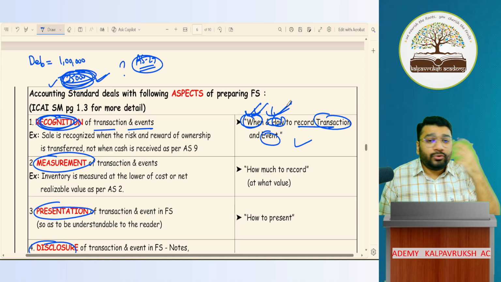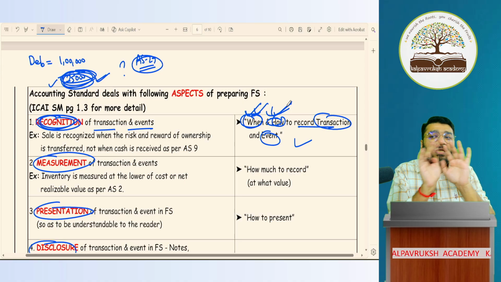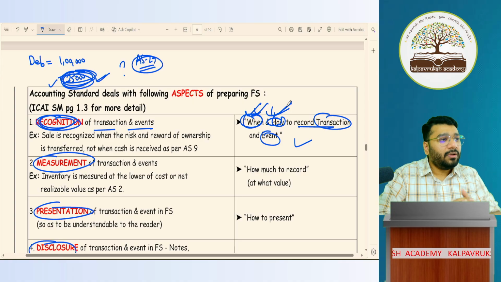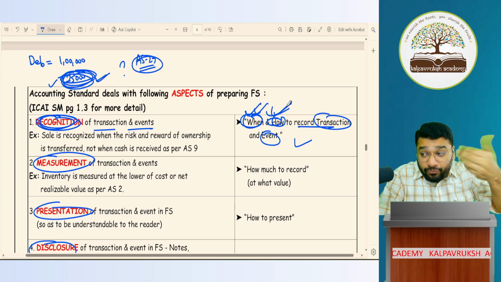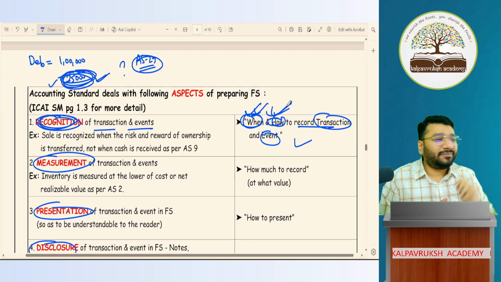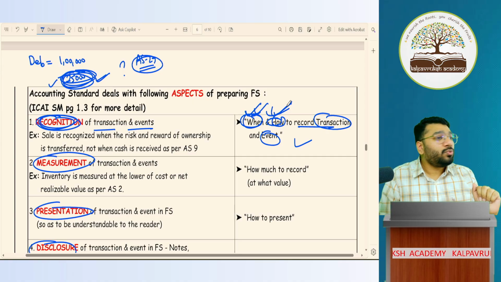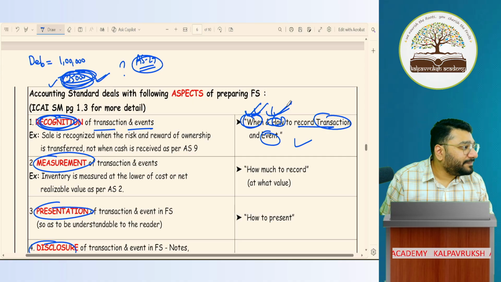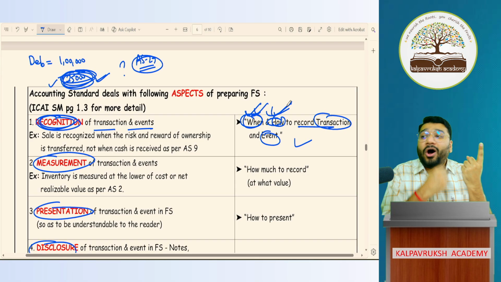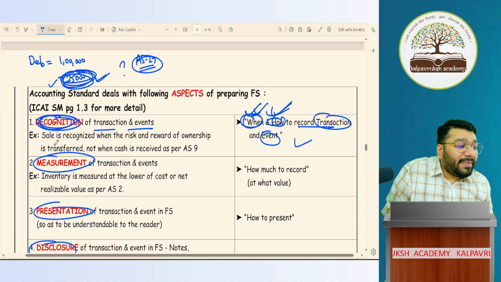For example, you tell me people, closing stock that I have to record. The entry for that is closing stock account debit to trading account. Okay. Now the question is, what should be the value of the closing stock? Before that, my question to all of you, the closing stock entry that you're passing now, is it a transaction or an event? It is an event, all of you know by now. Now the question is, what should be the valuation of the inventory? So AS 2 says that inventory should be valued at cost or NRV, whichever is less. So that is nothing but an answer to the measurement aspect.